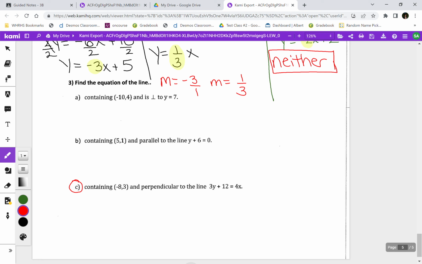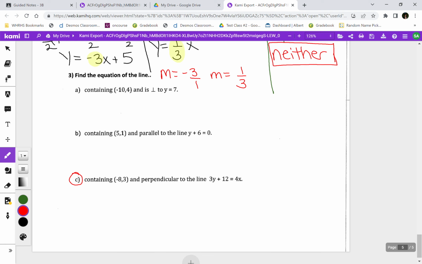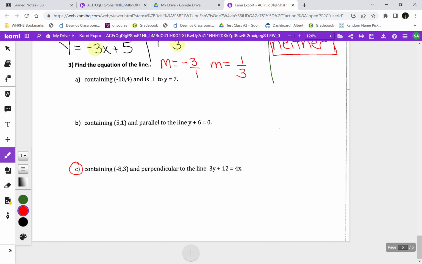Are we ready? Who wants another minute? All right, let's do this. So now we're containing the point negative 8, 3 and perpendicular to the line 3y plus 12 equals 4x. The first thing you want to ask yourself is, if lines are perpendicular, their slopes are what? Not just reciprocals, opposite reciprocal slopes.